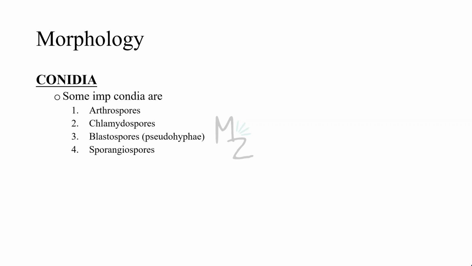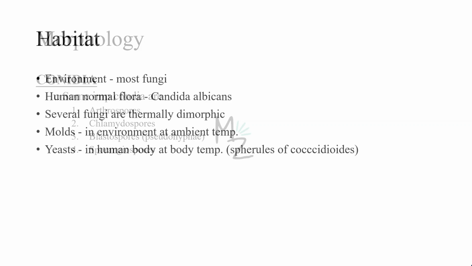And the last one, sporangiospores, which are formed within a sac called a sporangium. Sporangiospores are formed by molds within a sac, and the sac is present on a stalk. And which molds form that? Rhizopus and Mucor form them. Habitat.